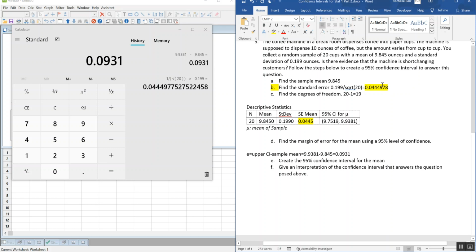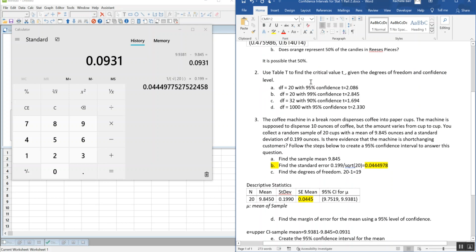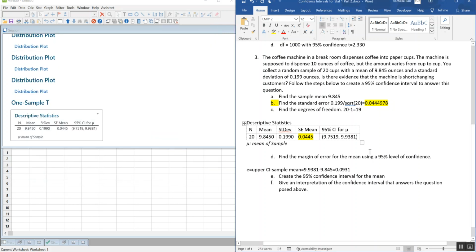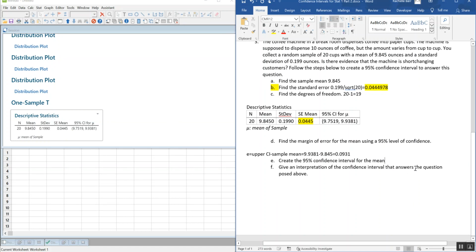Alternatively, what you could have done is taken the standard error for the mean we calculated right here and the degrees of freedom and used what we did in number 2 to find the t-value that goes with it, multiplied the t-value times this to get the margin of error. So there's another way for you to do it, in case you were wondering why I bothered with the t nonsense earlier. So there's the margin of error.